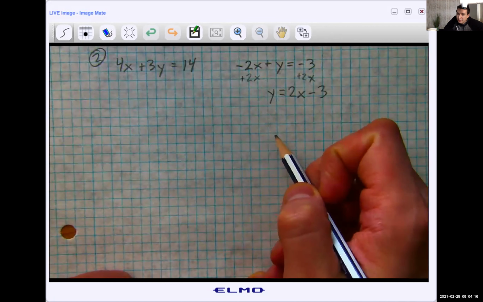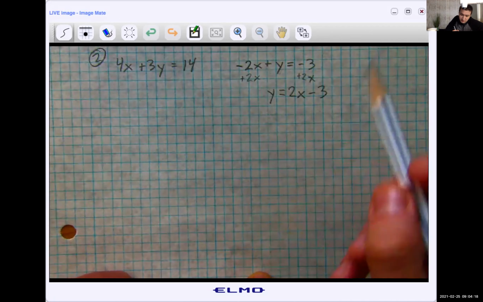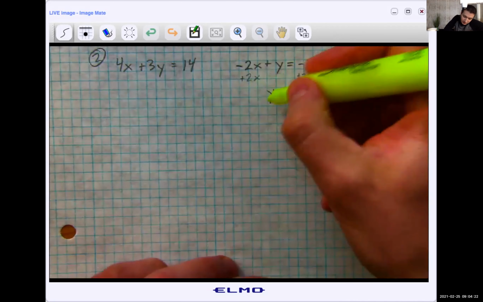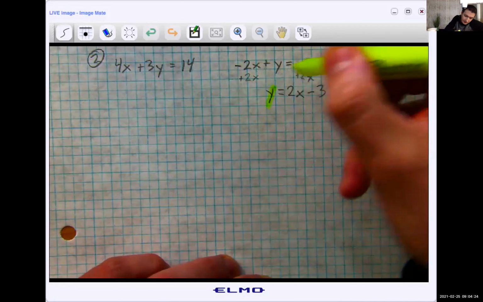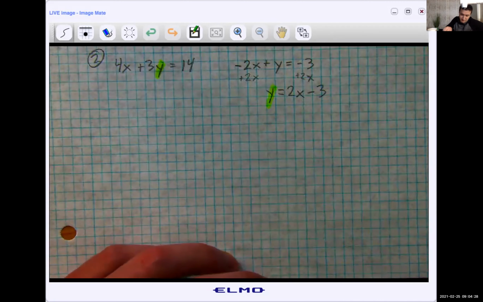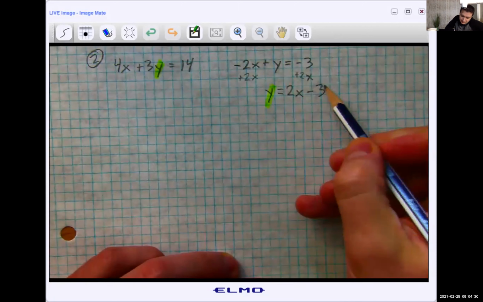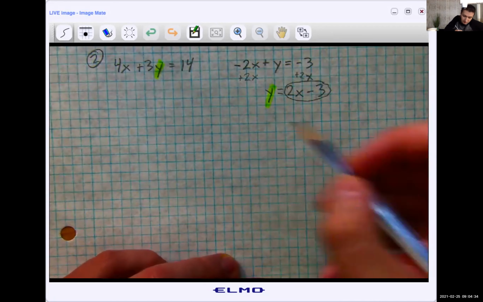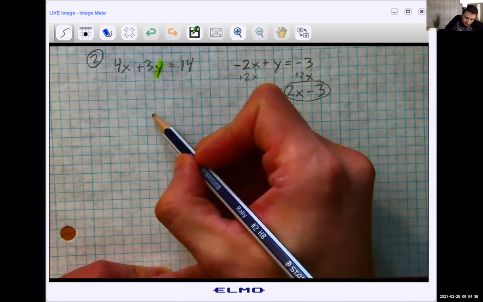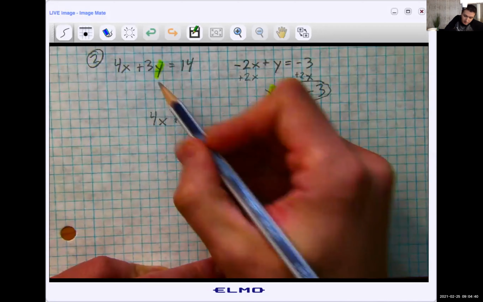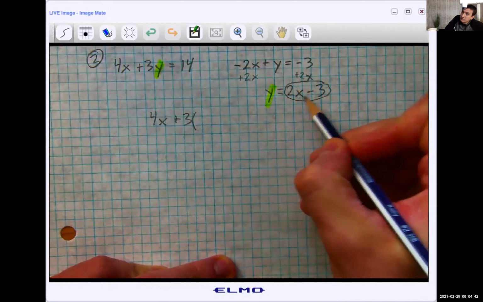Thank you, Tina. Yeah, so we're going to be focusing on this, right? We know we have our y now, and we know there's a y here. So this is the piece that we're substituting in. Good, so we'd write it like this. 4x plus 3, and it was y, but instead of y, we're going to do 2x minus 3.